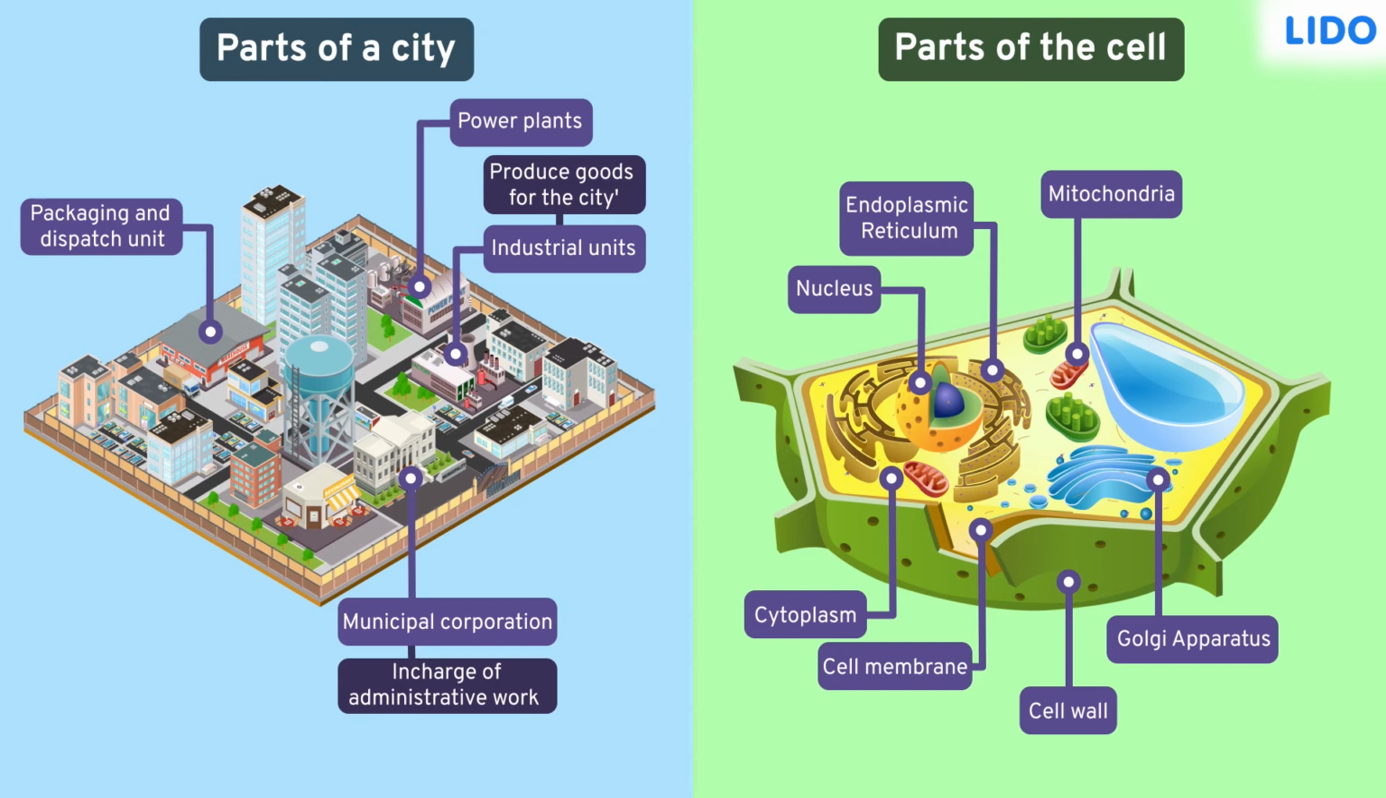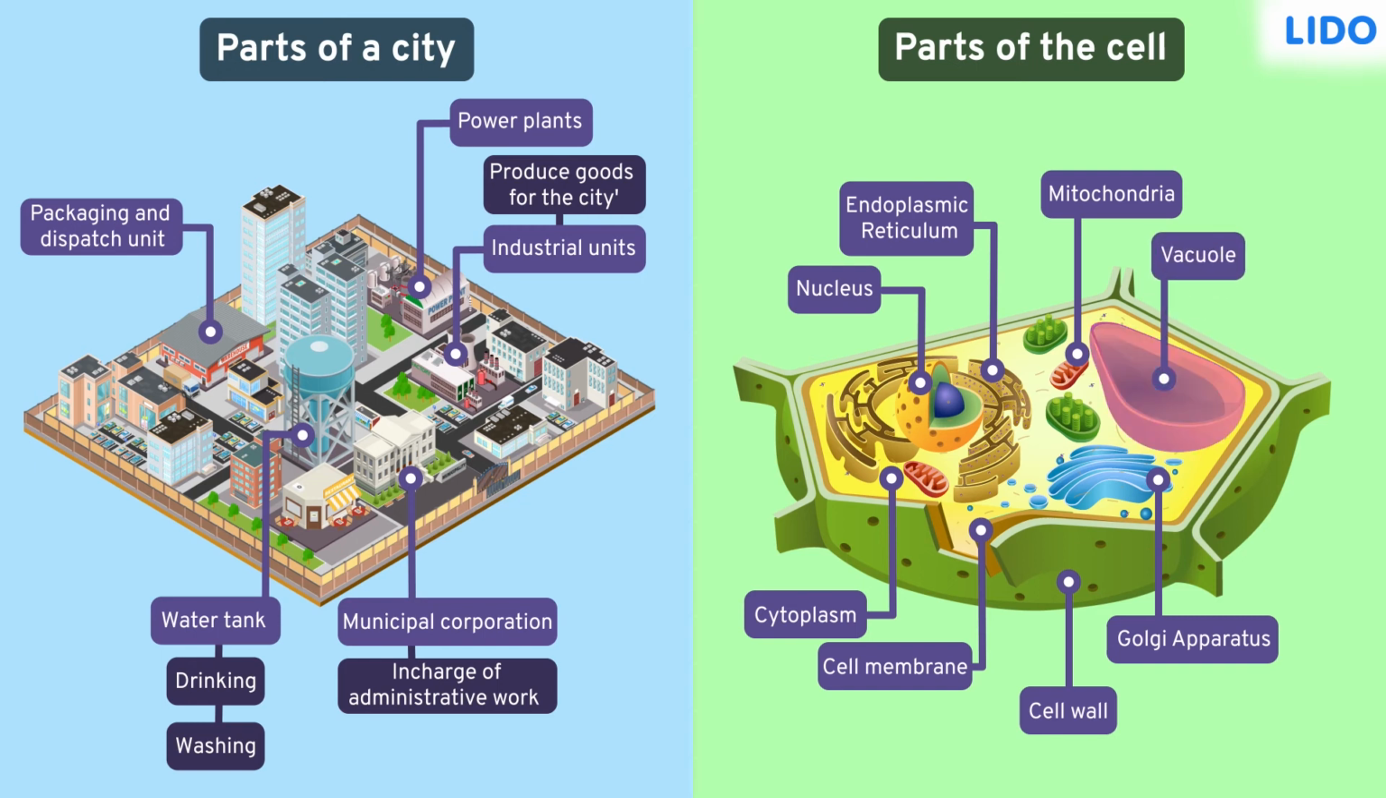Now, a city cannot function without water either, hence, cities have water tanks to store water for drinking, washing, and other purposes. Similarly, every cell has a vacuole which stores water for the cell.